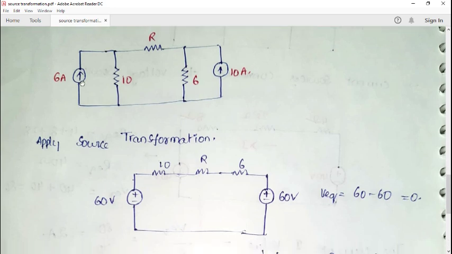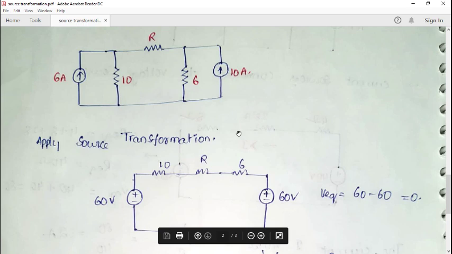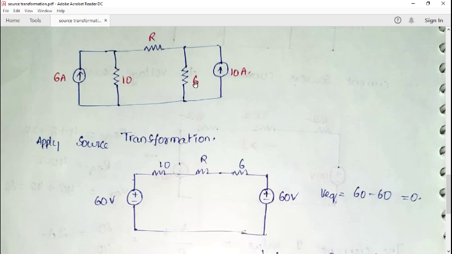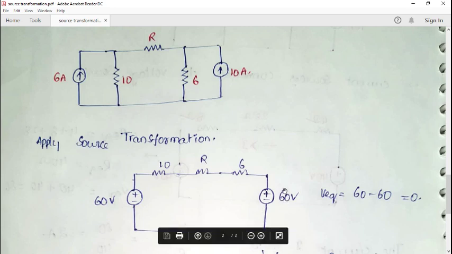So current is in the upward direction, so plus is upward. Here also the current is in the upward direction, plus is upward, and 6 into 10 ampere, that is 60 volt. Don't get confused, this is just Ohm's law. Current into resistance, which is voltage 60 volt, and which is in series with 6 ohm. And here 6 ampere into 10 ohm, which is 60 volt, which is in series with the 10 ohm.